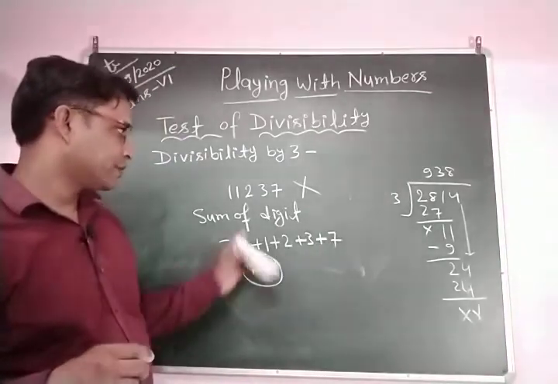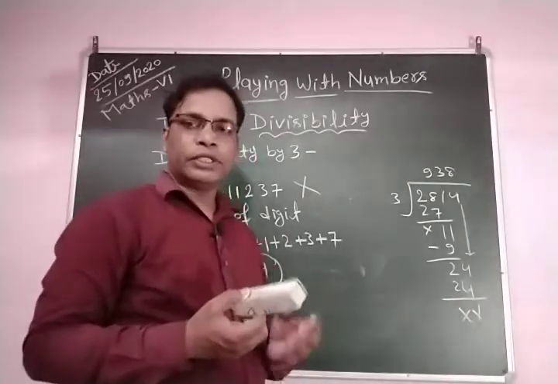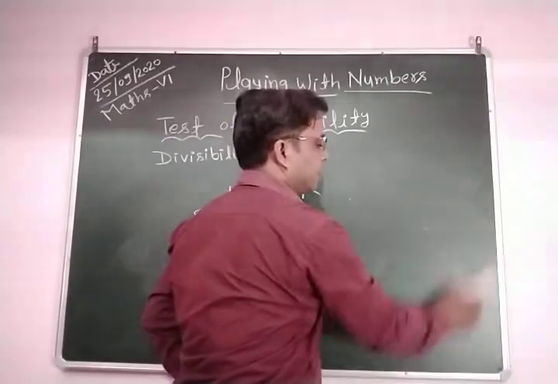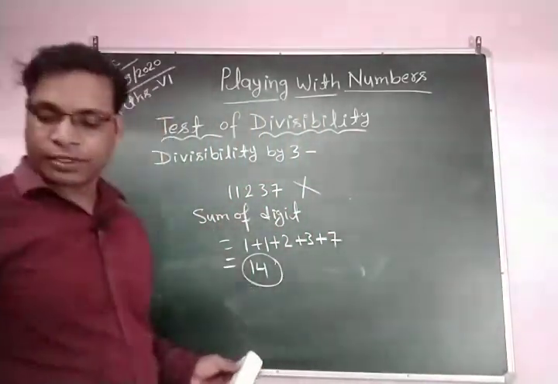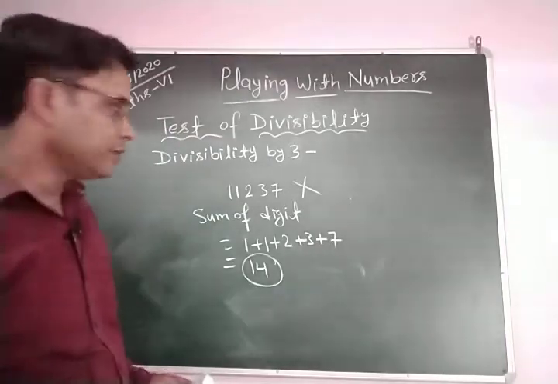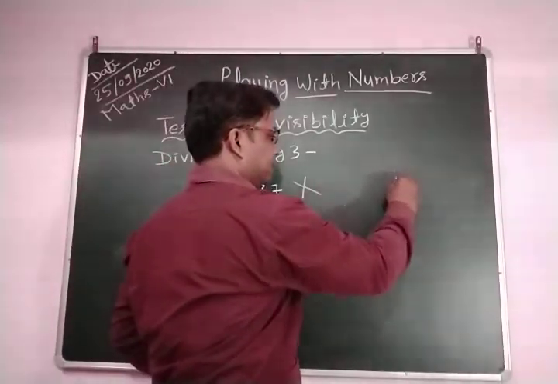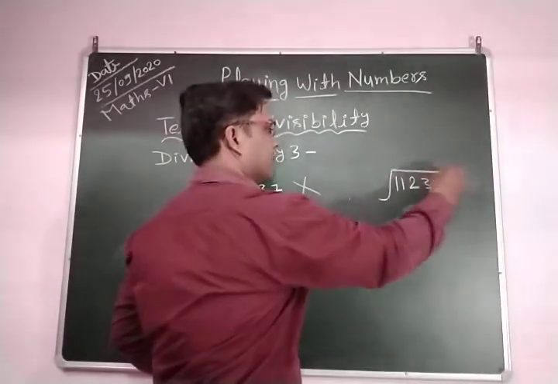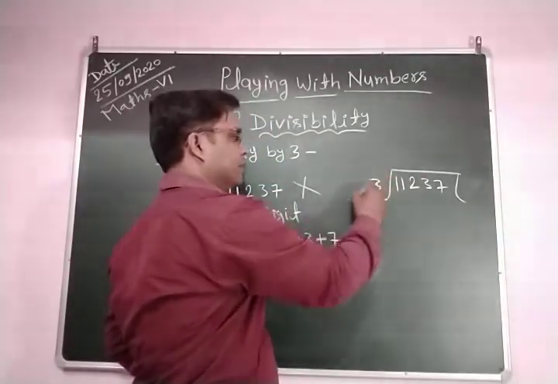If you want to check whether this number is divisible by 3 or not, we use the actual division method. So let's see how to divide it and check. For this we use actual division. Take 11,237: this is the dividend, and 3 is the divisor.